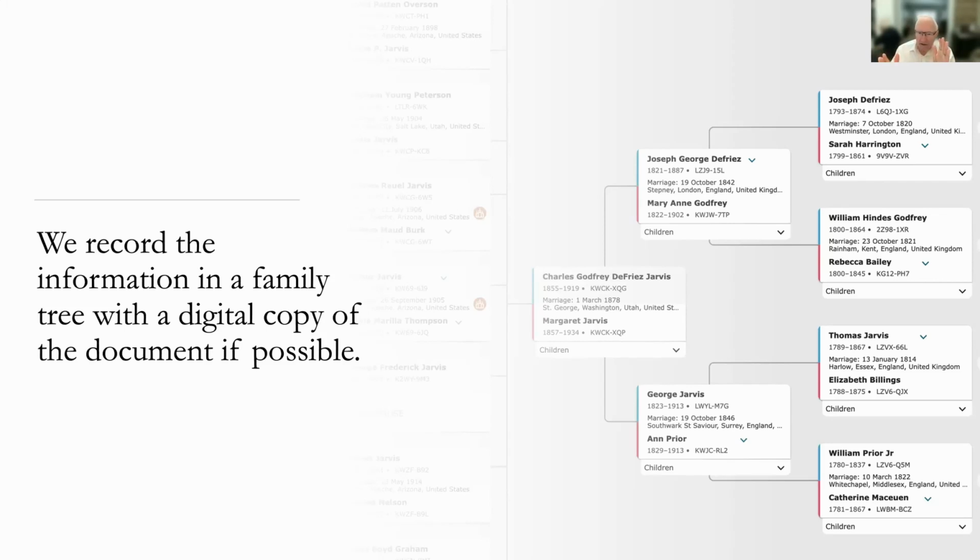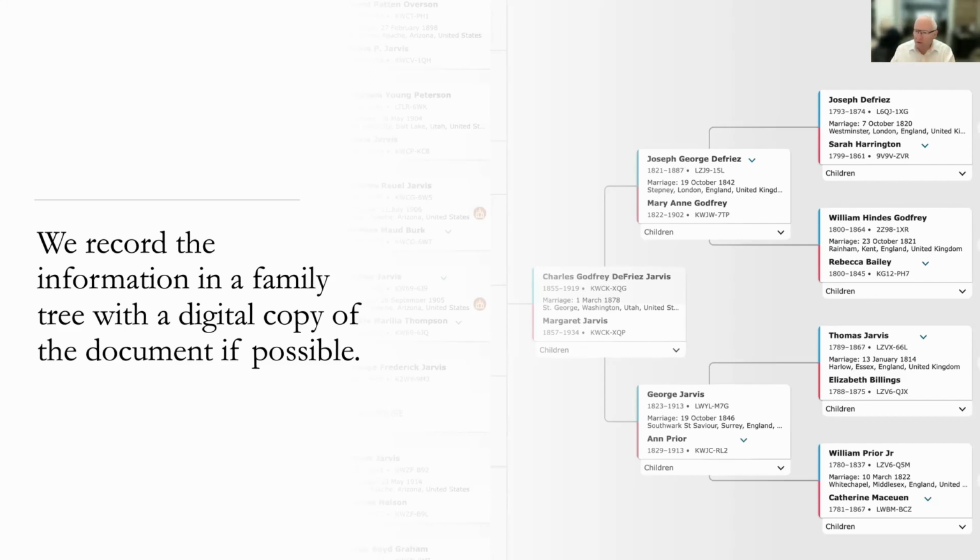Now we're not talking about living people. Living people have privacy issues. And we don't put information, generally speaking, on a public tree. But on every one of the large websites, if you mark someone living, they're not able to be seen by anyone except you. And so there shouldn't be any concern here.